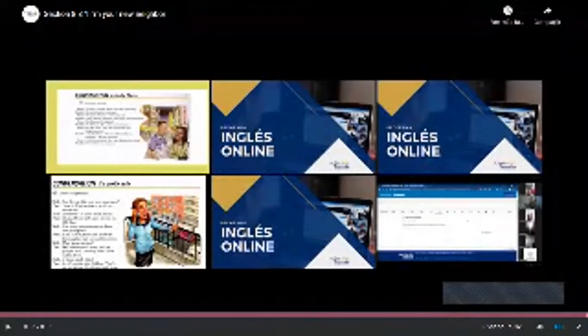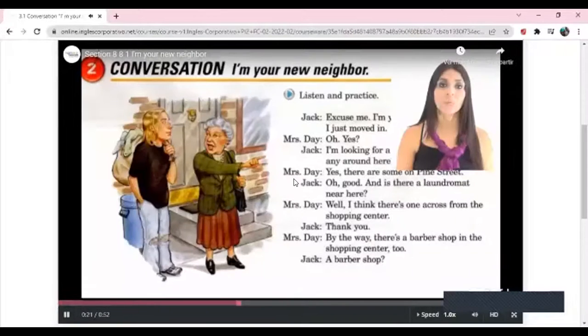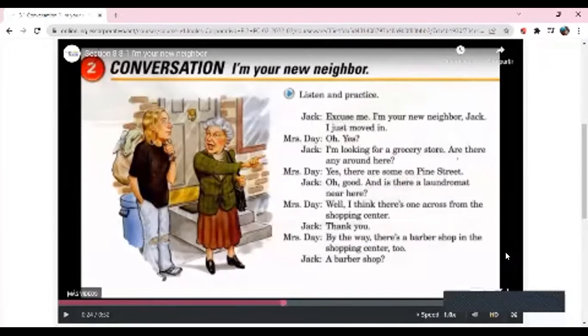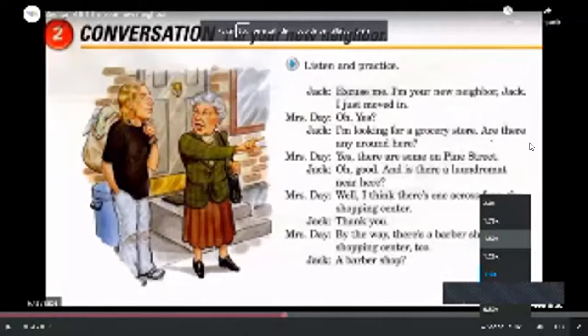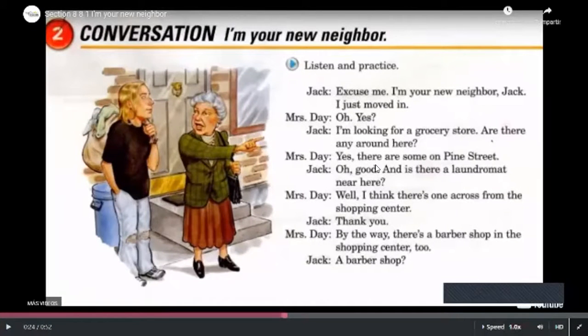Any question on this conversation, guys? Welcome everybody to section 8. There are, one, any, and some. You have any question on this conversation? No questions? Okay, laundromat. What is a laundromat? Can you repeat laundromat? Laundromat. You know what is a laundromat?